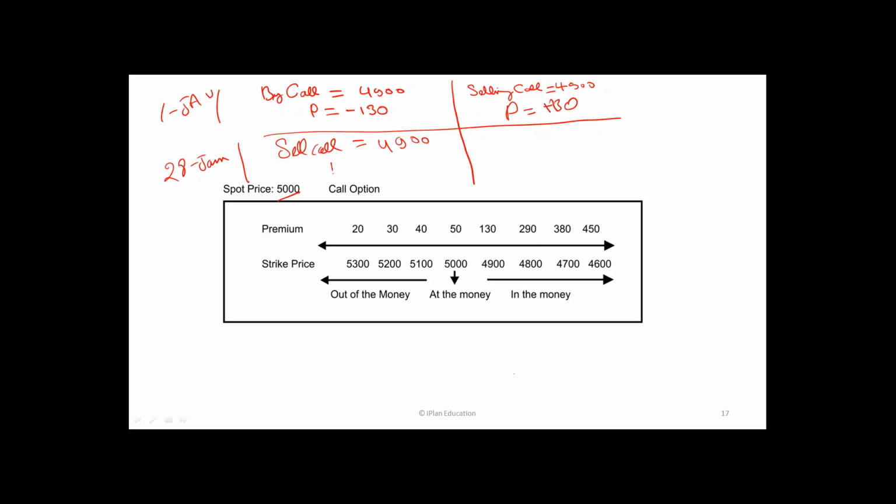Fine. So when I sell a call, I receive premium. How much premium will I receive? That depends on the spot price of 28 January. So what is the spot price on 28th? Let's suppose the spot price on 28th goes to 5,100. So from 5,000 it increases to 5,100.